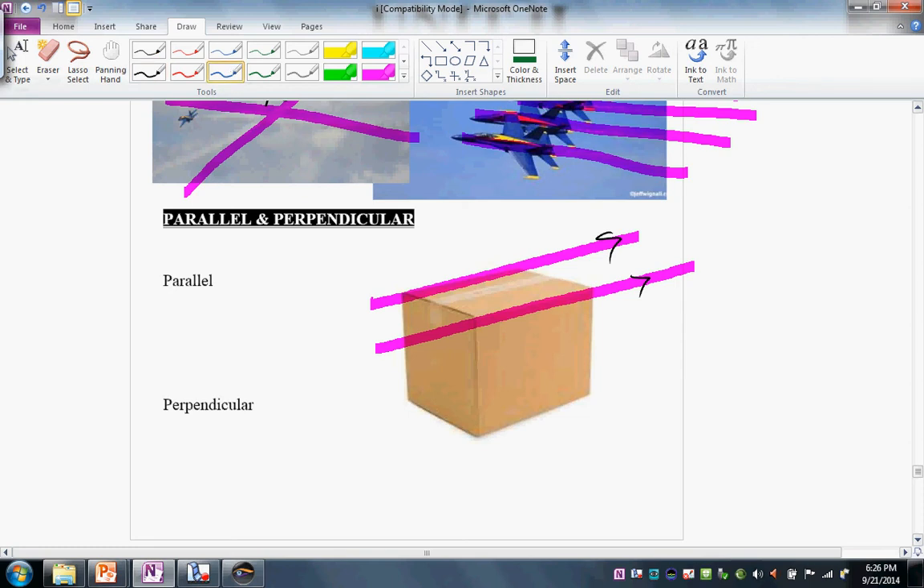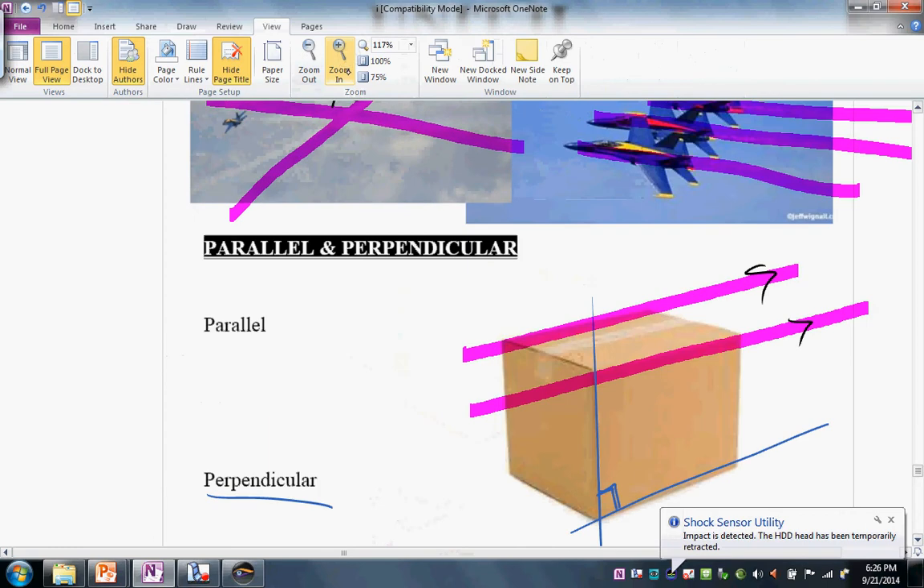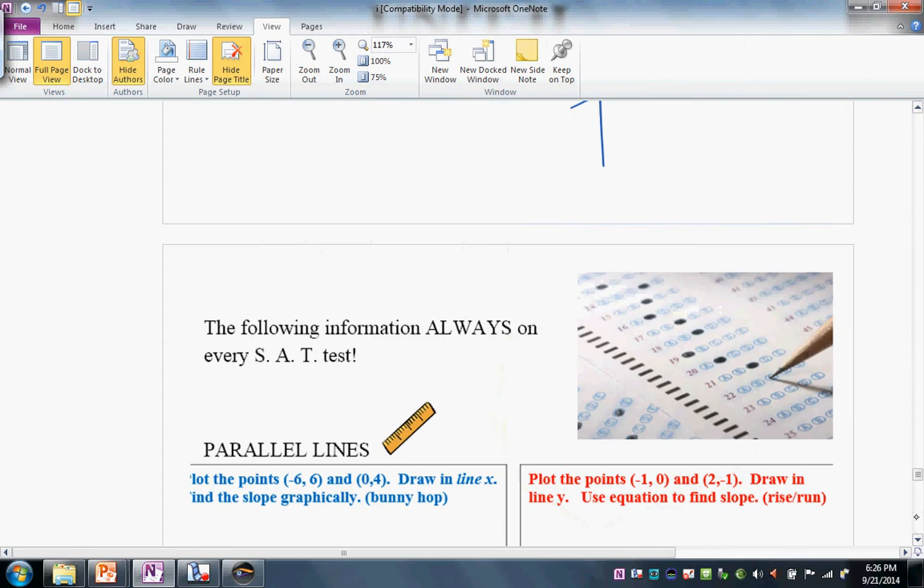Perpendicular, they intersect specifically. So this line right here and this line here, they do intersect, but they specifically intersect at a right angle. So this word perpendicular, the symbol for perpendicular is like an inverted T. This is the symbol for perpendicular because things meet at a right angle.